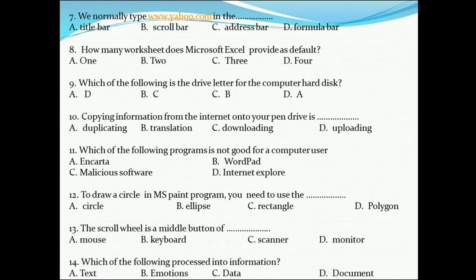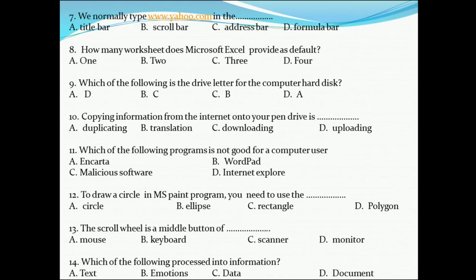Question 12. To draw a circle in Microsoft Paint program, you need to use the dash. A. Circle. B. Ellipse. C. Rectangle. Then D. Polygon.